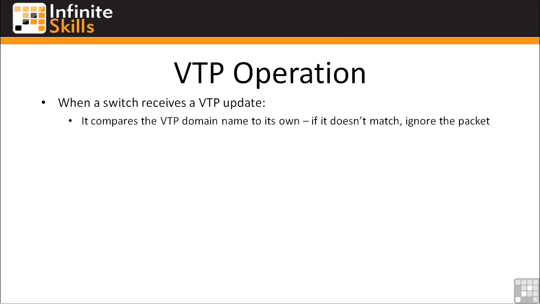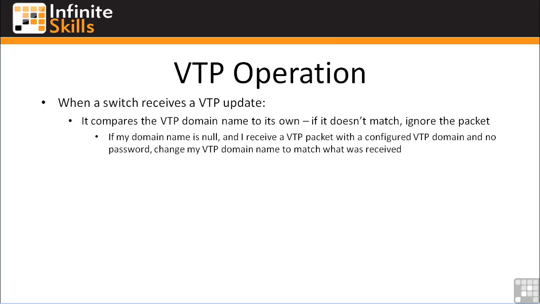Number one, it compares the VTP domain in the update to its own. If it doesn't match, just ignore the packet. Just flat out, I'm not even going to forward it along unless it's transparent and it's version 2. I'm just going to completely ignore it if I'm a server or a client and I receive this update.